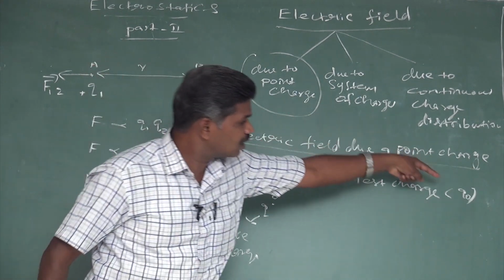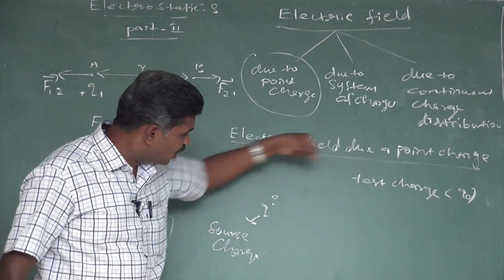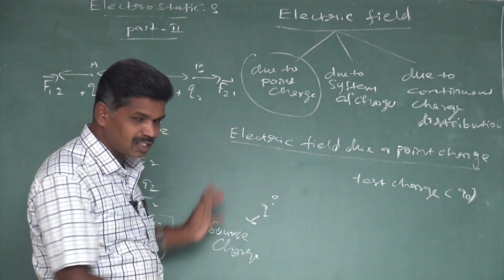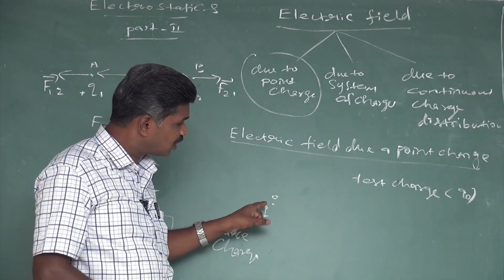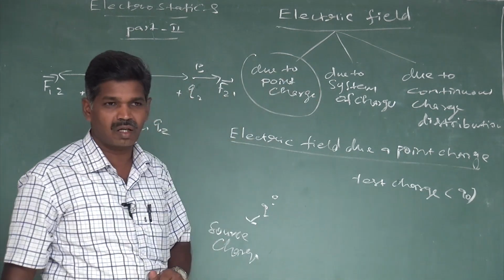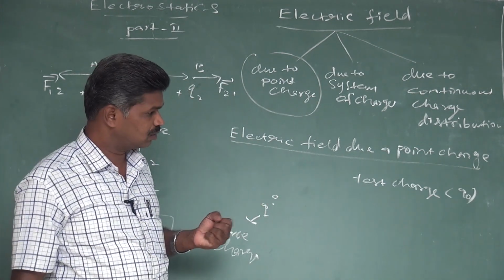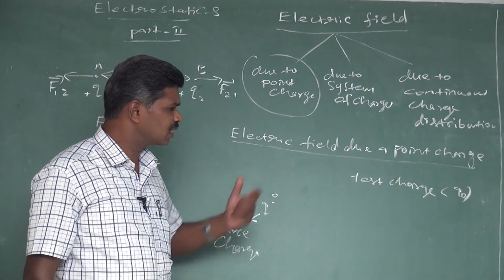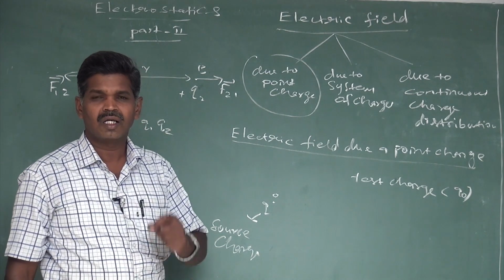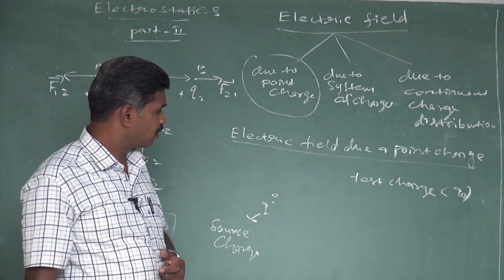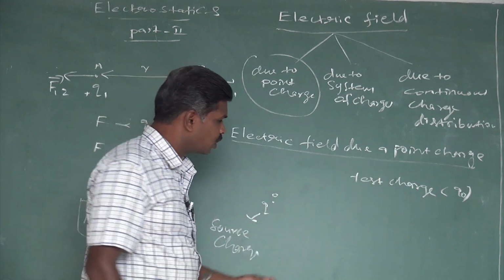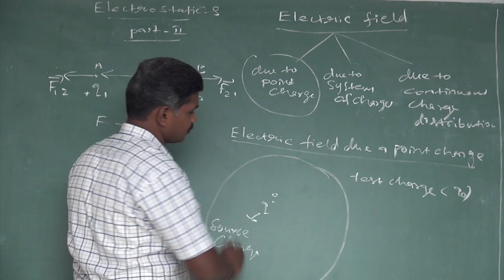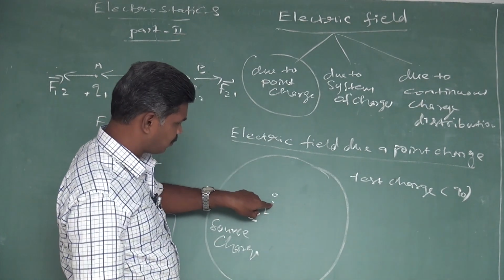If we bring our test charge towards our source charge, into a certain region around it, the source charge is going to exert a force on the bringing charge. The bringing charge is called a test charge. Mostly, the test charge is taken as a unit positive charge. That Q naught charge is taken towards us around this region, with the source charge as a center point.